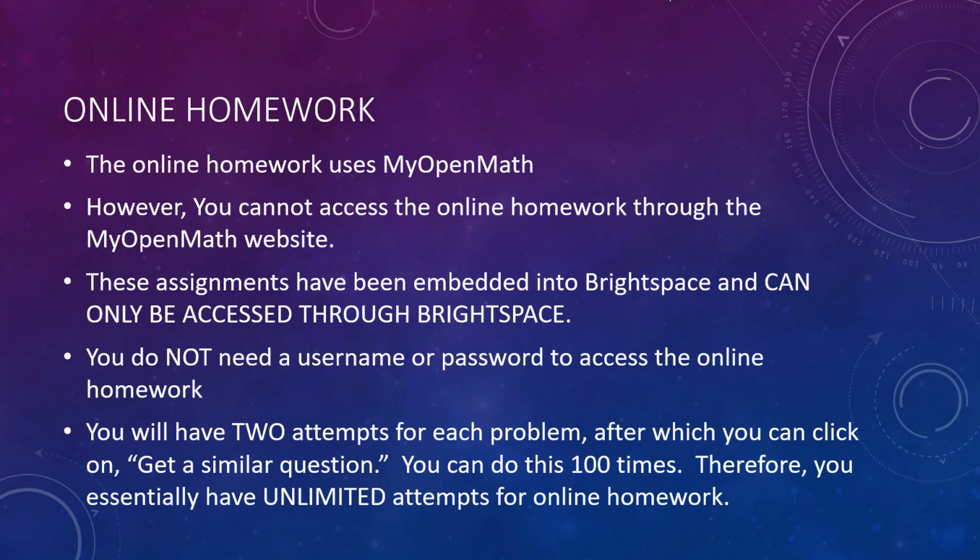Okay. All right. So what I do with the online homework, you have 2 attempts for each problem, and then it says get similar question. And you can click on get similar question 100 times. So 2 times 100, that's 200. So you essentially have unlimited tries, right? Please don't do the same problem 200 times. That's insane. Like after like 5 different questions, maybe get some help, find some tutoring, come see me.